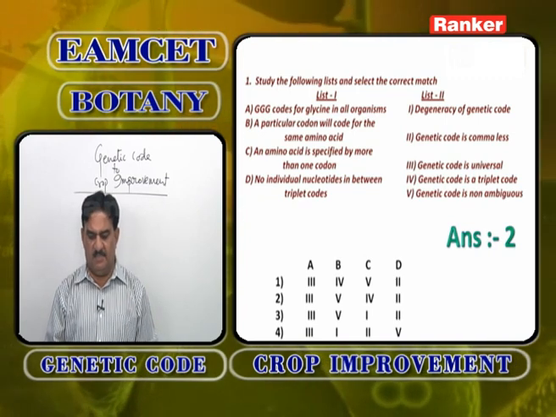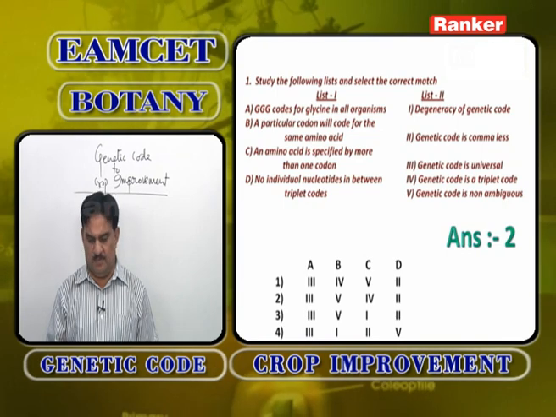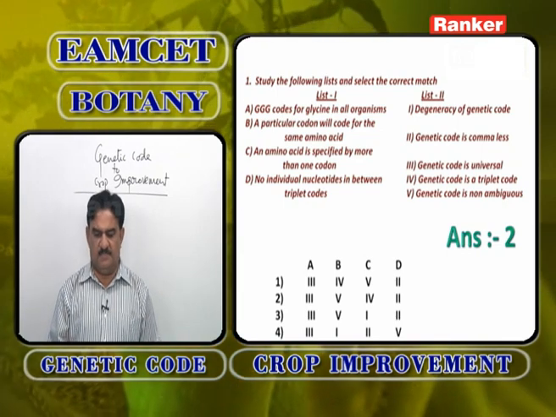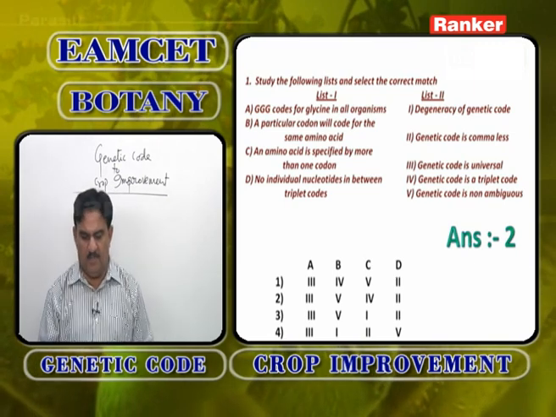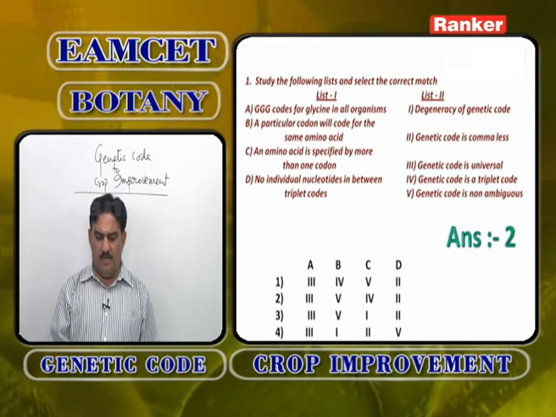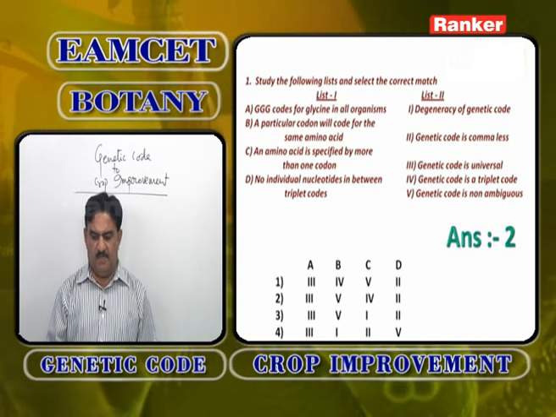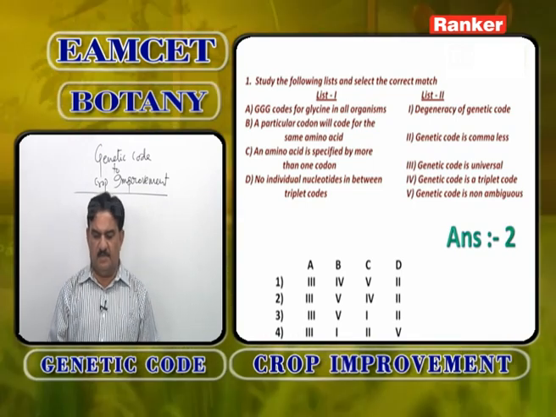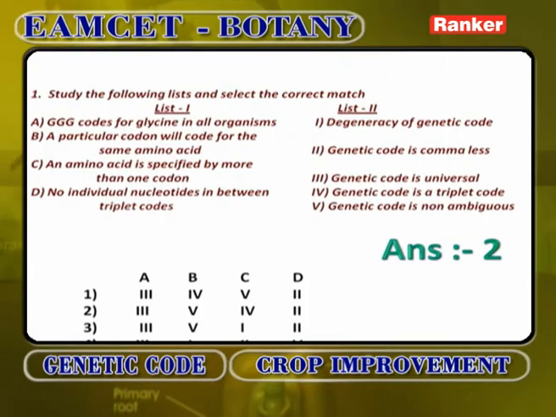C4: An amino acid is specified by more than one codon, which is degeneration of genetic code. D2: No individual nucleotide is in between triplet codes is genetic code is commaless. That means no punctuations are used in between the genetic code. So, for this, the answer is 2: A3, B5, C4, D2.